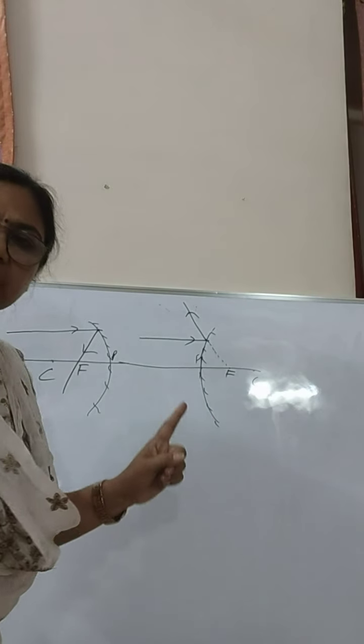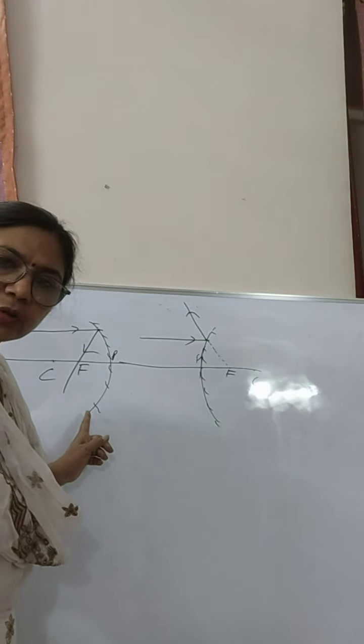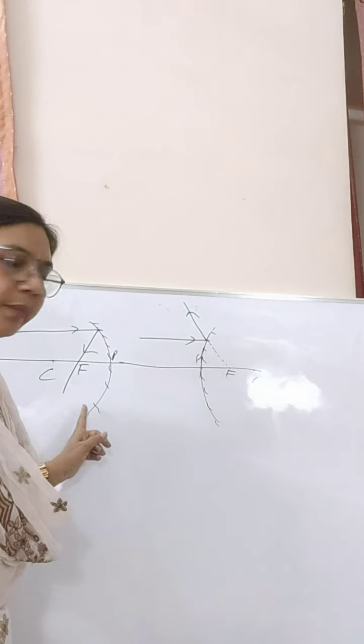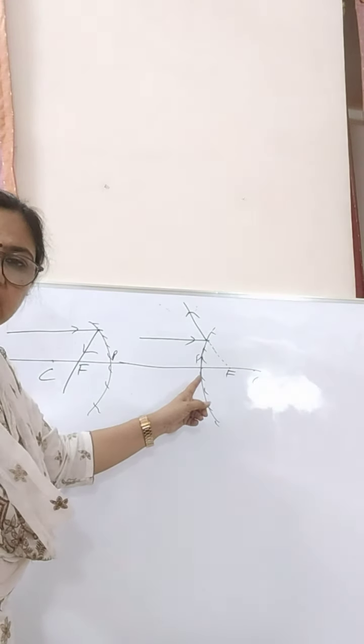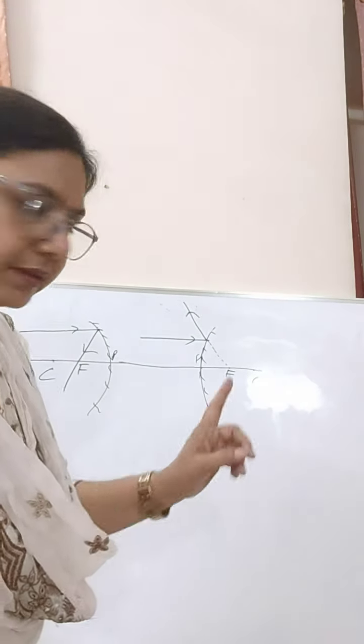First rule: the ray which is parallel to the principal axis, after reflection either it will pass through the focus in the case of a concave mirror, or in the case of a convex mirror it appears as if it is passing through the focus. So this is the first rule.